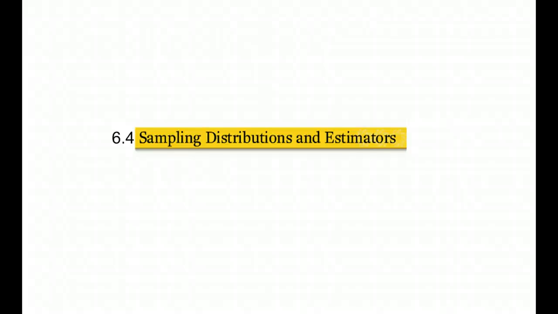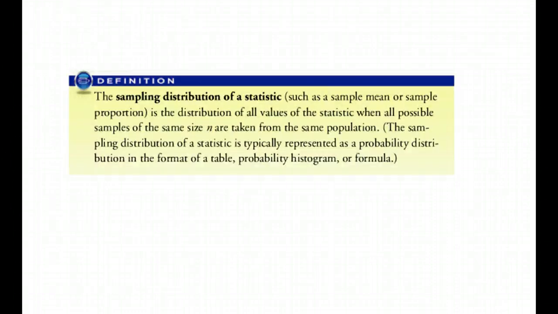Alright class, this is your notes on 6.4, sampling distributions and estimators. So what we're dealing with here in 6.4 is something called a sampling distribution of a statistic. What this is basically saying is this is all the possible values a statistic can take on. A statistic means something like a sample mean, sample proportion, something that you get from a sample is what we refer to as a statistic.